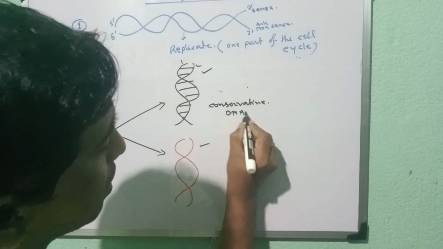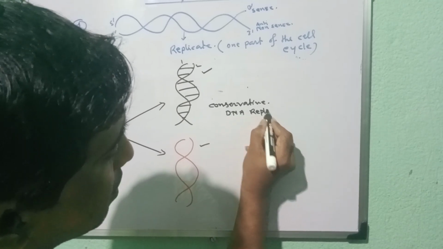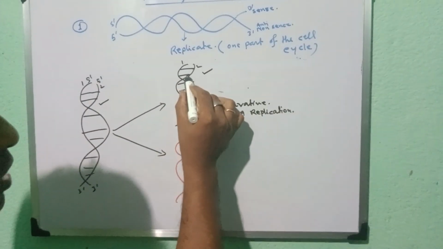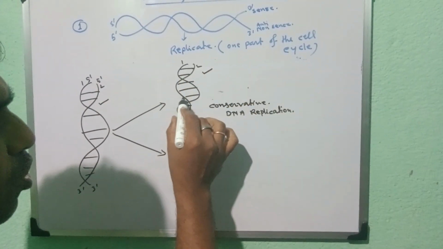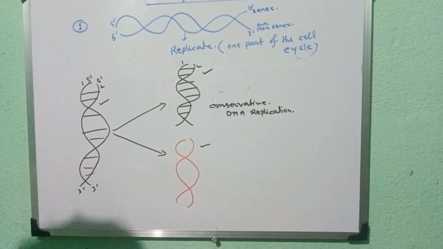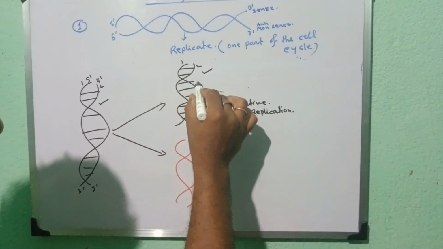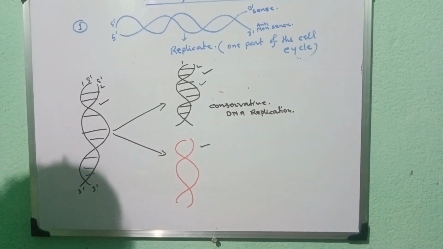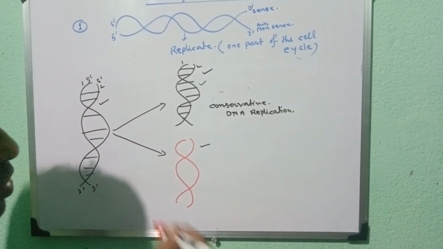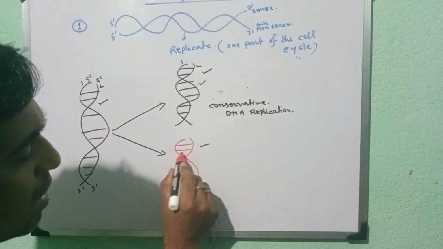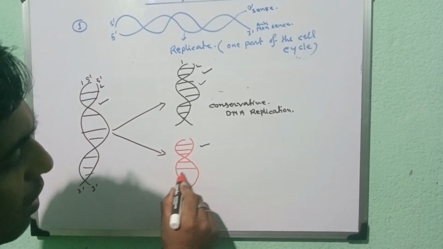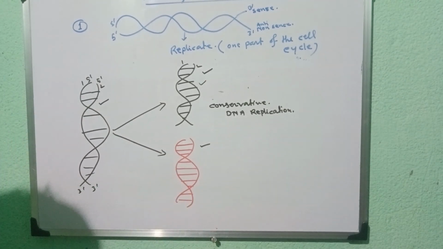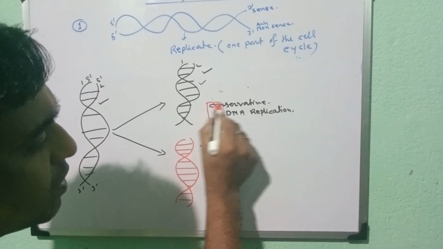DNA replication. Conservative DNA replication. That means they are not unwinding, they are not separated, these two strands. They are copied to here, the two strands in here, and here already newly two strands are formed. They are separated from these two strands. So this type of replication is called conservative replication.